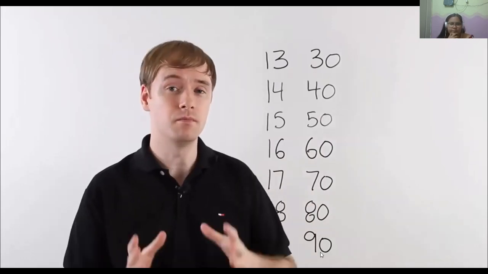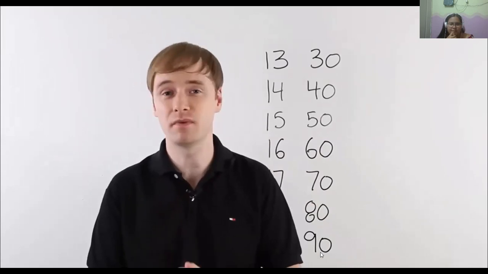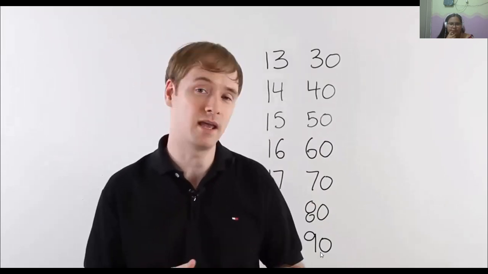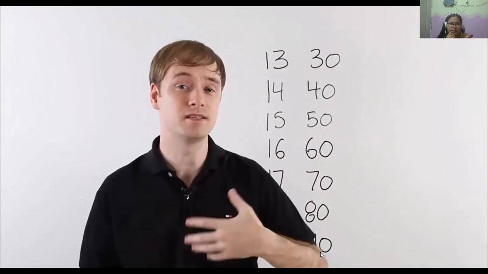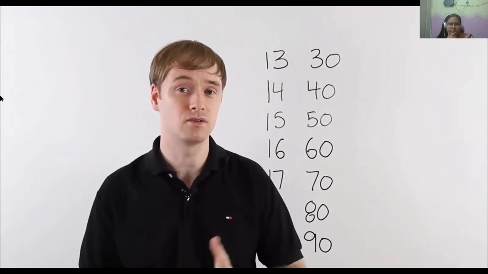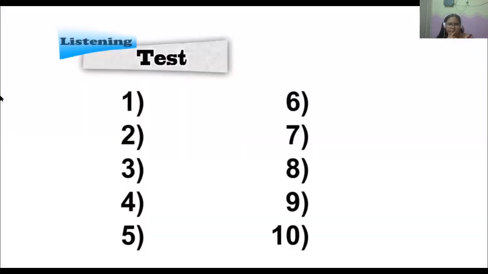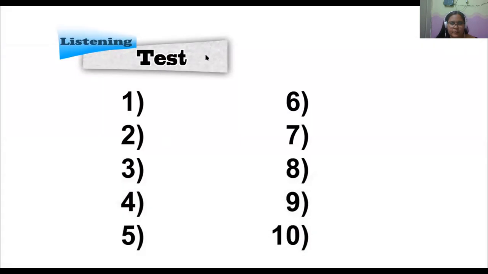All right, before we go, we are going to do a listening test with numbers. So you should get a pen and some paper and listen carefully. I'm going to say the number. You should write down the number. Good luck. All right, so for this test, you should have some paper or something just to write down what you hear. So I'm going to say a number and you should think of that number or write that number down. All right, let's start.